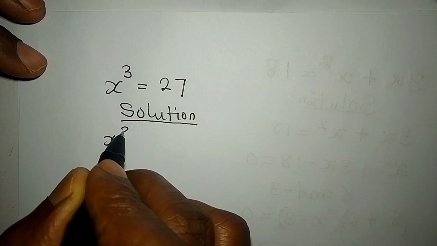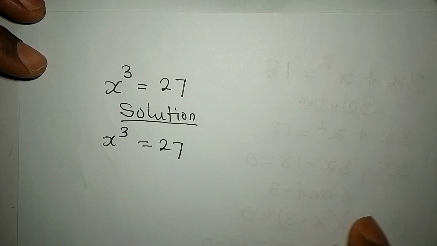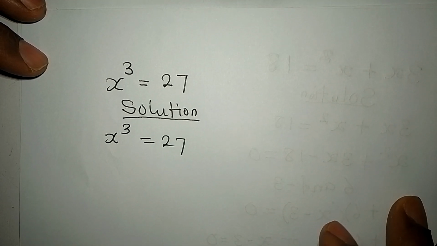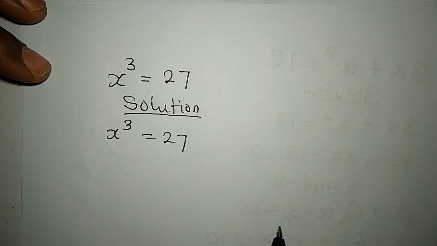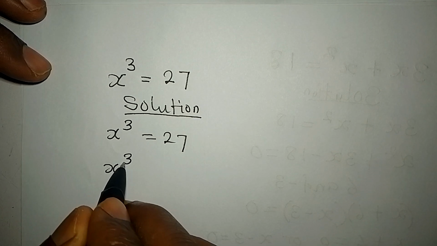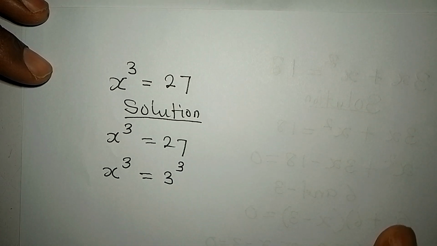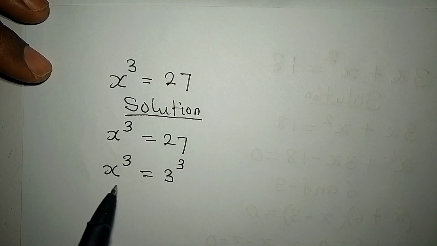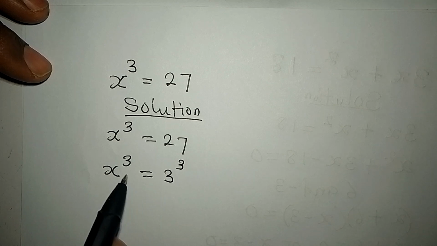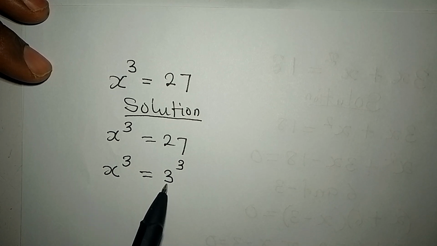We have x to the power of 3 equals 27. Now the question says we should get the three solutions to this problem. So we can say that x to the power of 3 is equal to 3 to the power of 3. If we are to look for just one solution, we can say that x is equal to 3 because the powers are the same, right? So x should be equal to 3.